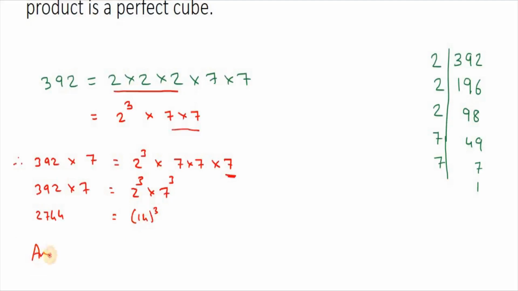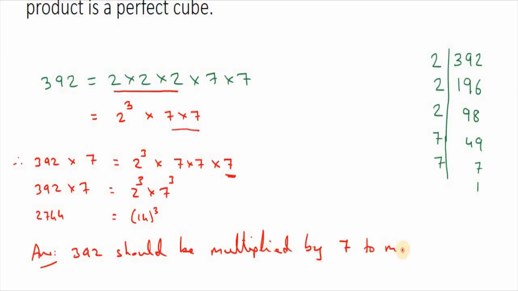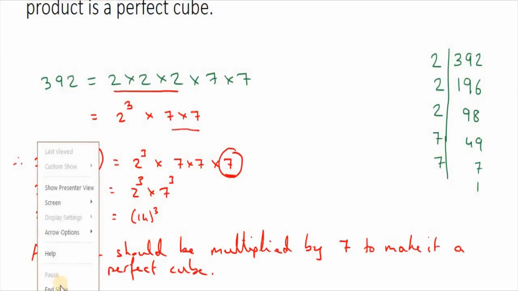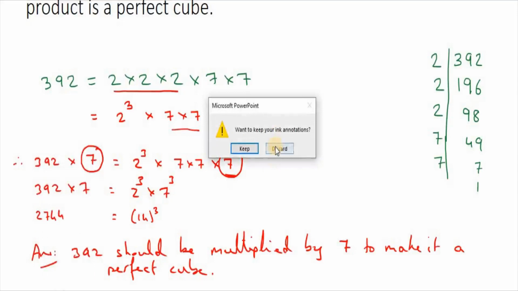So what was the question? By which number should 392 be multiplied? We write: 392 should be multiplied by 7 to make it a perfect cube. So we see here that we multiplied it by 7 to make it a perfect cube. Okay, let's see the next sum.